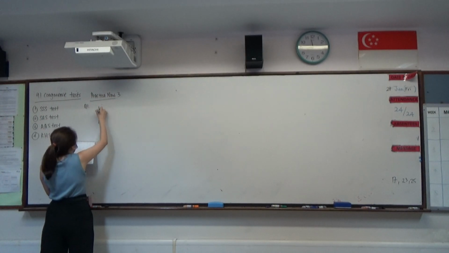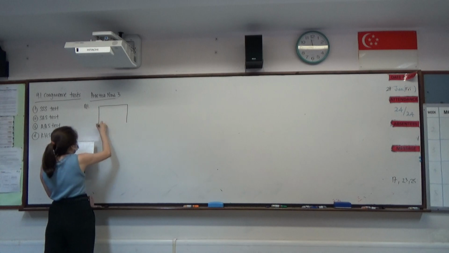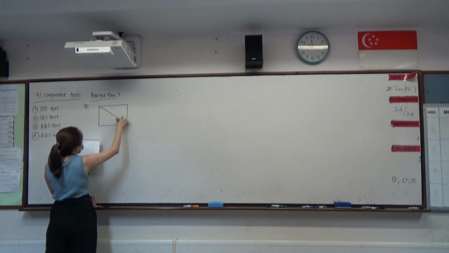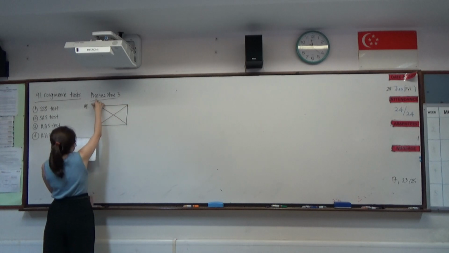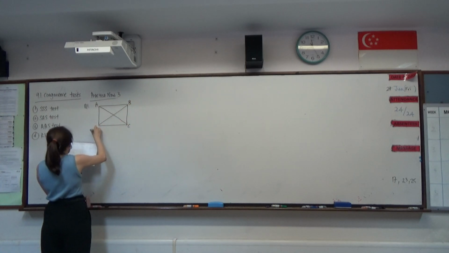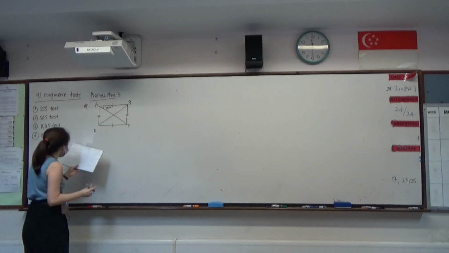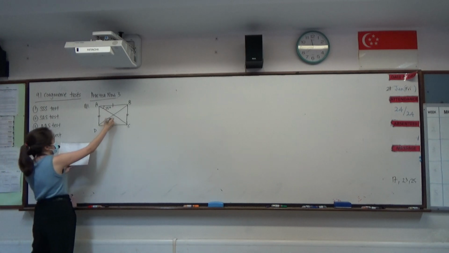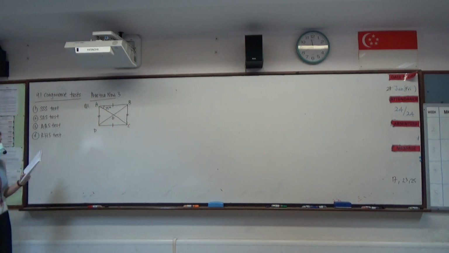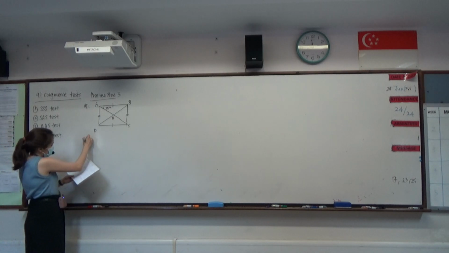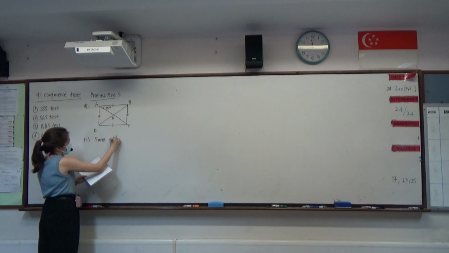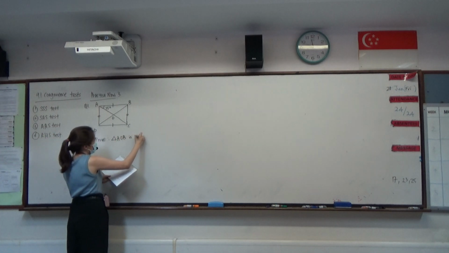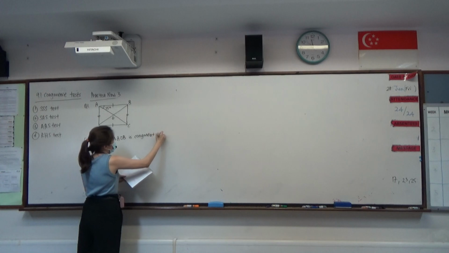Question 1. So in question 1, we are given ABCD being a rectangle. The diagonals AC and BD intersect at O, and we are given that angle BAC is 25 degrees. In part I, we want to prove that triangle AOB is congruent to triangle COD.